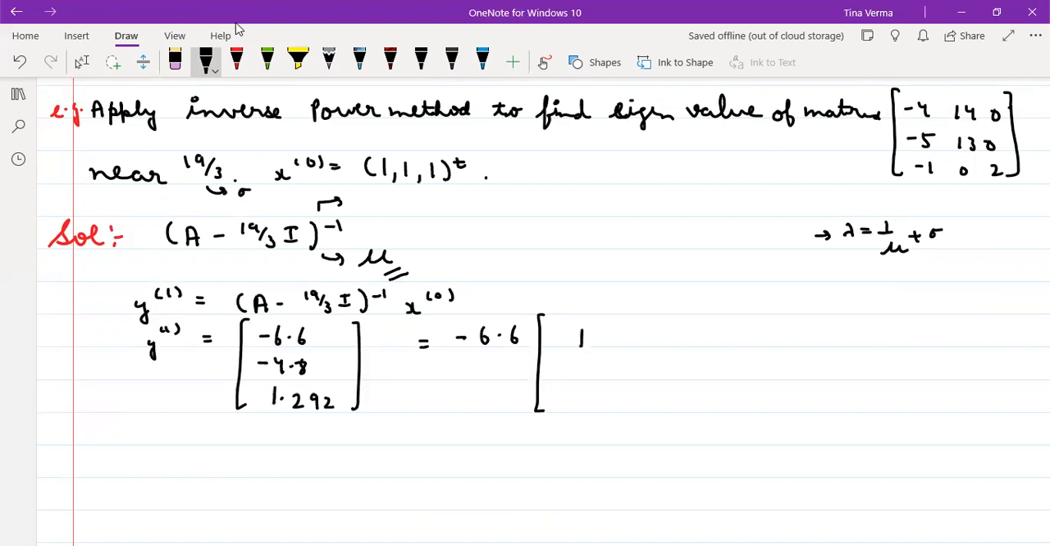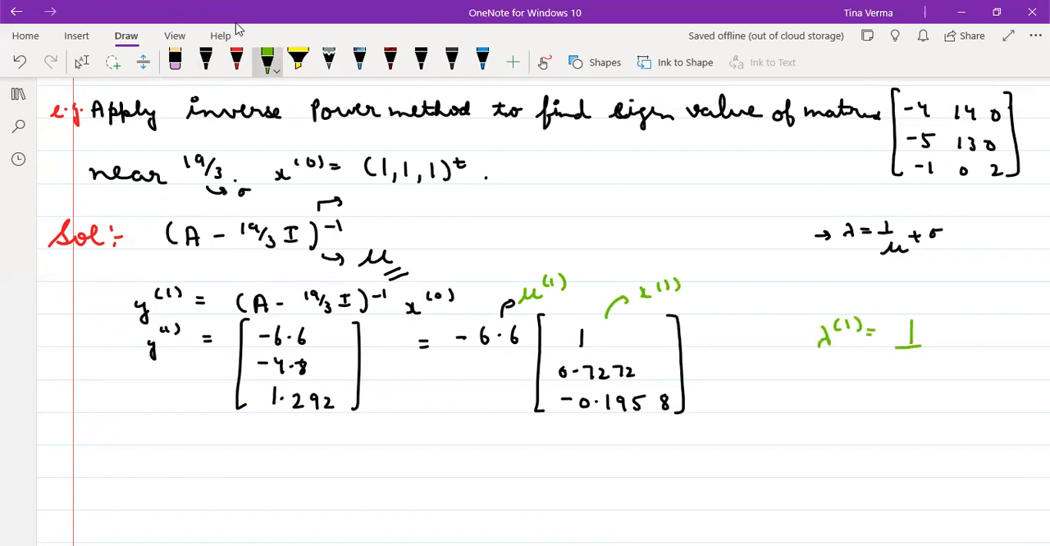This will be your 0.7272, and this will be your minus 0.1958. Suppose you had to do only one iteration, then this is what? This is my mu, and this is my eigenvector. So you have obtained mu.